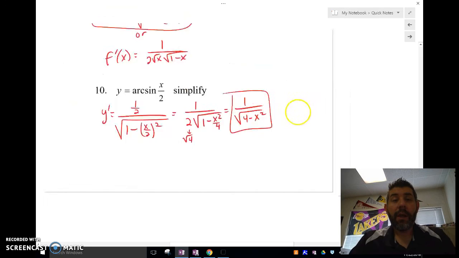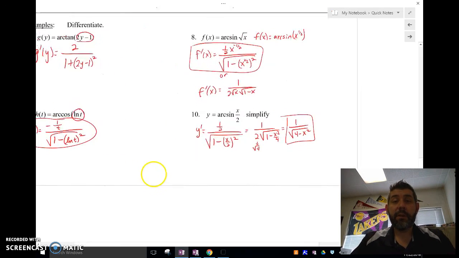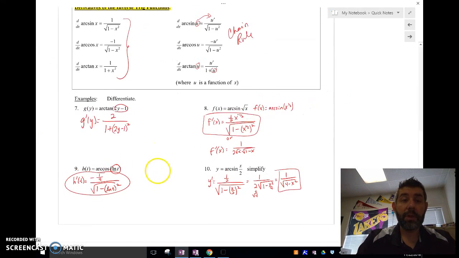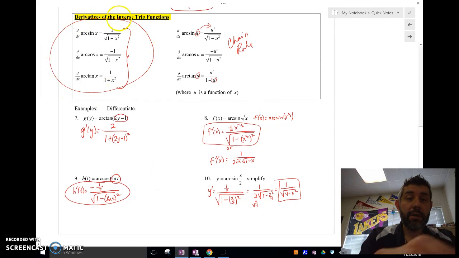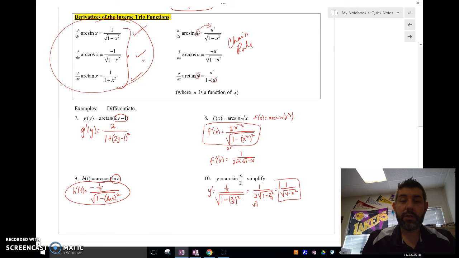So, derivatives of inverse trig functions. It's going to be really important that you memorize these rules. Memorize sine. All you've got to know is that cosine is negative 1 on top, and memorize tangent, and you've got it. Then you just put the derivative on top.